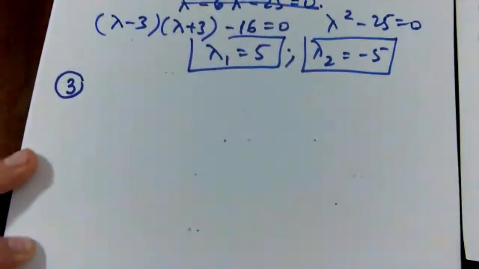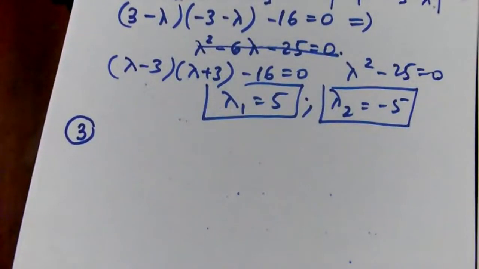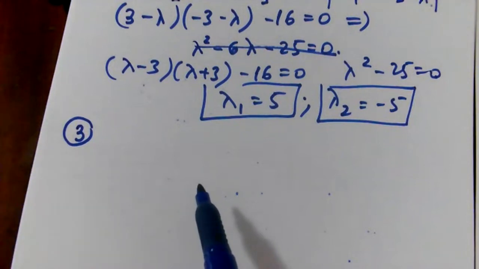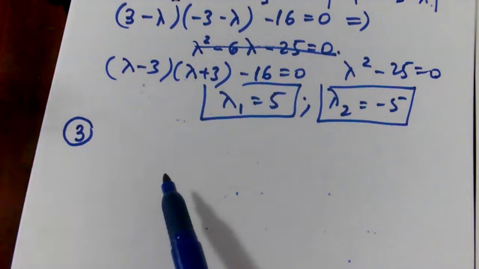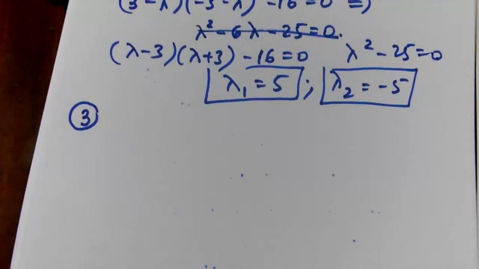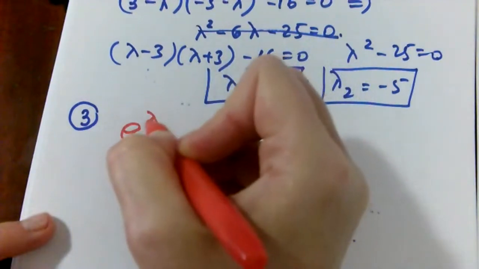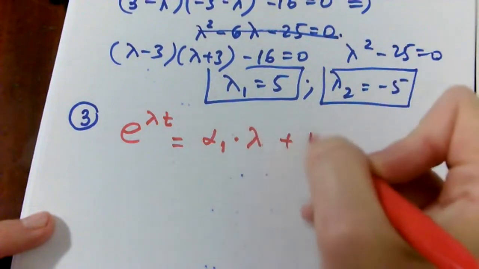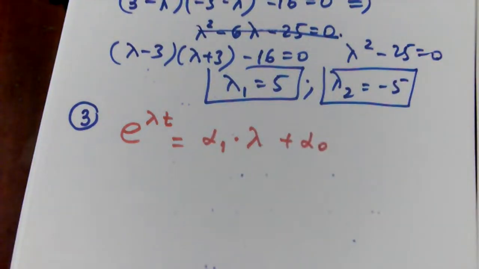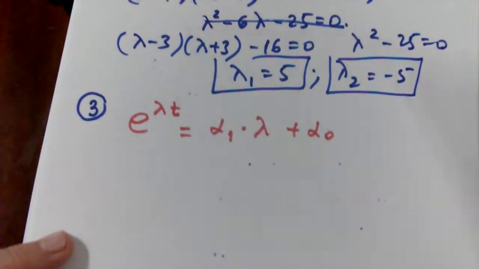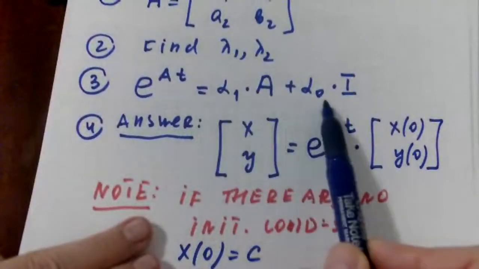And now comes the third step, finding the matrix exponential. Again, there's nothing new for you, but I think that this particular step is especially useful for you in terms of today's test, because the test does involve matrix functions, maybe exponentials, and so on. So it's an important step. Okay, so what do we need to do? Before calculating the matrix exponential, we need to use this equation: e to the power of lambda t is equal to alpha 1 times lambda plus alpha 0. We use this equation to find our coefficients alpha 0 and alpha 1. Of course, you remember that it was the equation associated with this matrix exponent here.